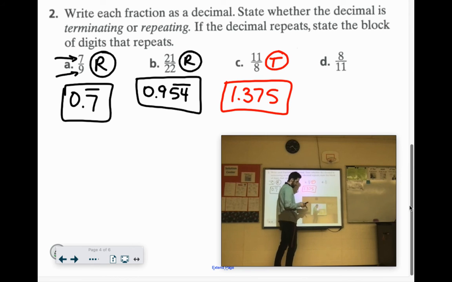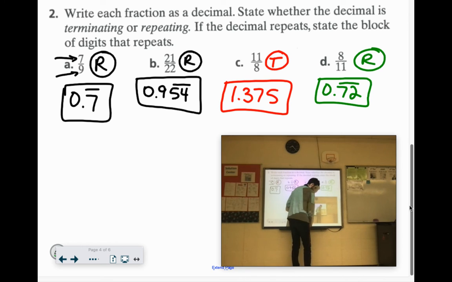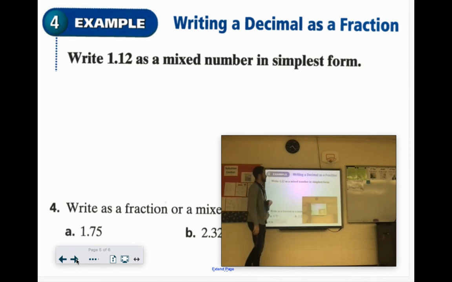8/11ths. 8 divided by 11 is 0.72727272. The 7 and the 2 repeat. Repeating. So again, put the bar over the number that's repeating.